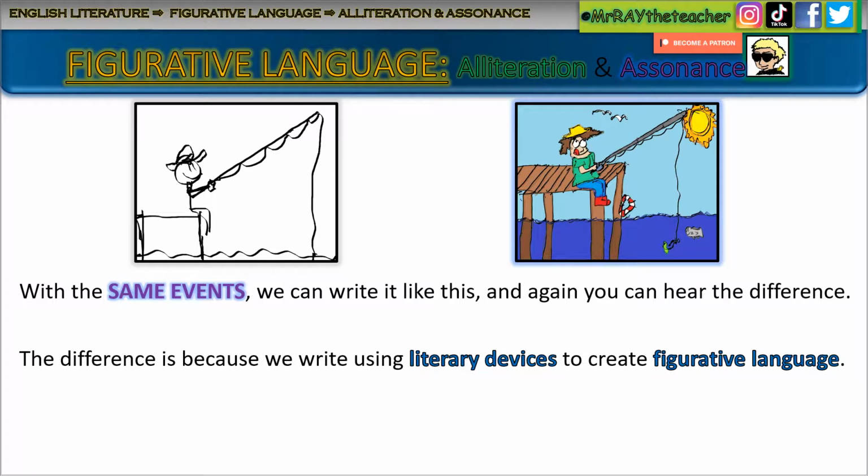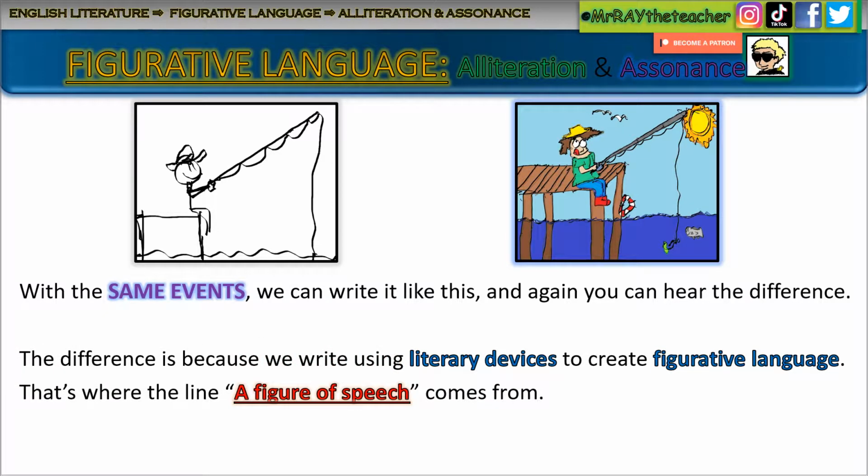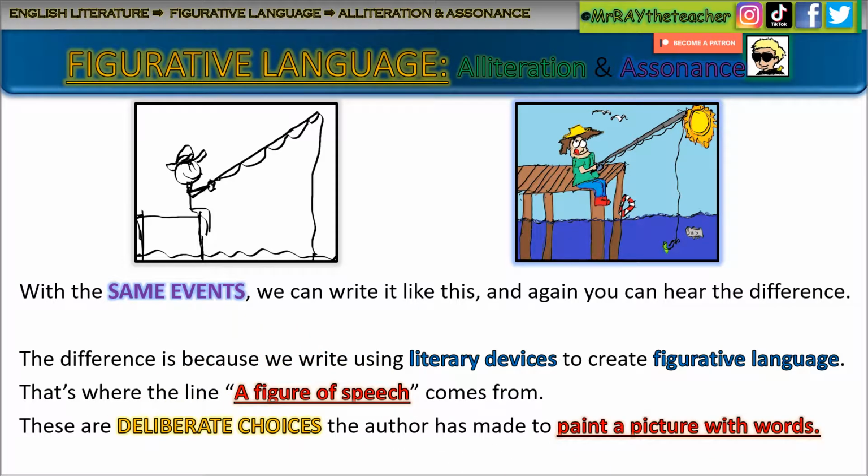because we're using literary devices to create figurative language. That's where the line of figure of speech comes from. Are the deliberate choices the author has made to paint a picture with words. So as I said in my other video, if you've watched it, you can check that out. That's the simile and metaphor video.